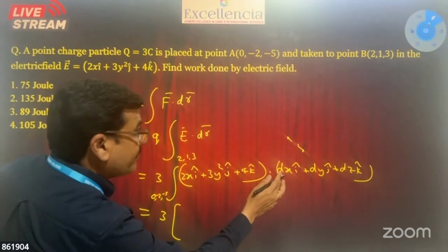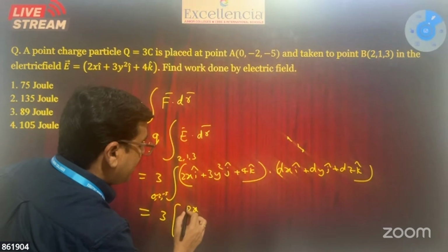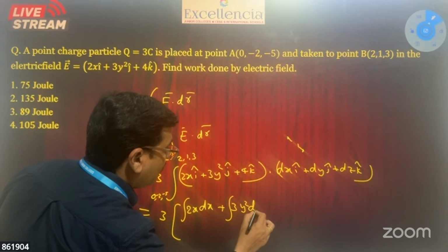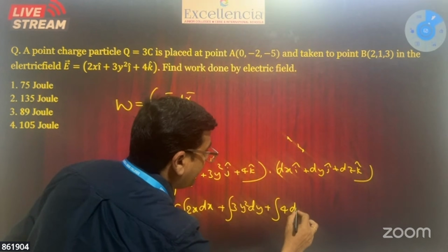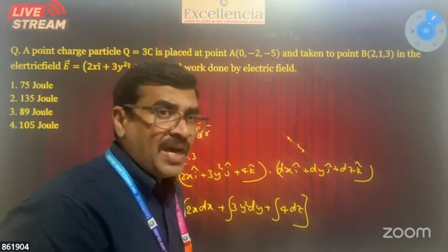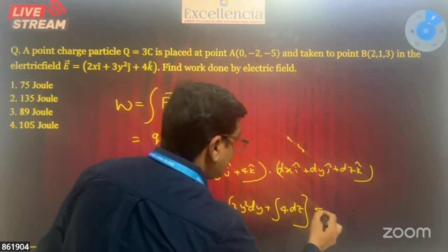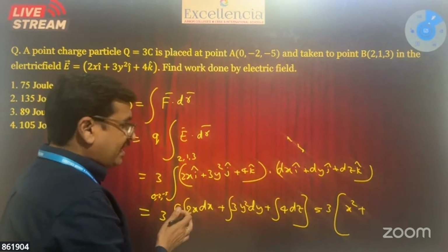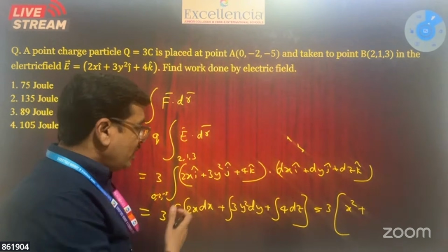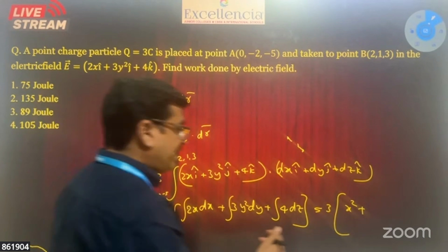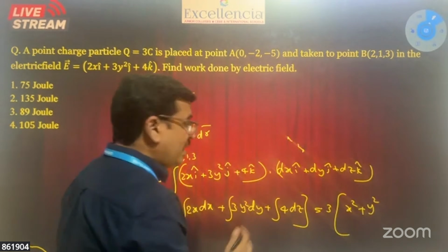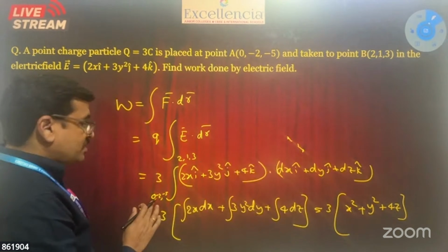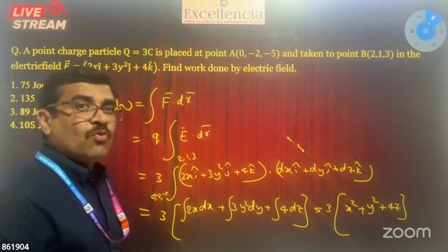So now let us substitute here: the integration of 2x dx plus the integration of 3y square dy plus the integration of 4 dz, by taking the dot product here with i, j and k. Thus we get x square, because after taking 2 out, x square by 2; and here 3 out, y cube by 3, so this comes as y cube only; and the last one is 4z. And now the limits I am taking are (0, -2, -5) to (2, 1, 3).